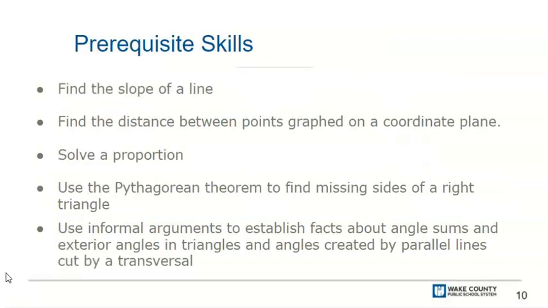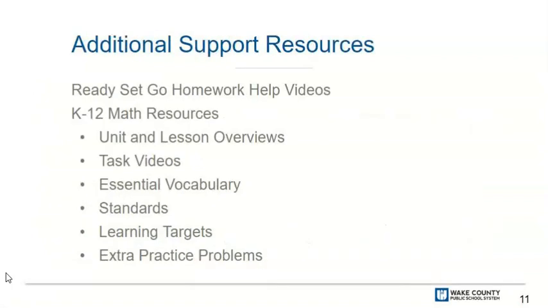Here are some key skills needed to be successful with the content of this unit. You should be able to find the slope of a line, find the distance between points graphed on a coordinate plane, solve a proportion, use the Pythagorean theorem to find missing sides of a right triangle, and use informal arguments to establish facts about angle sums and exterior angles in triangles and angles created by parallel lines cut by a transversal. In addition to your teacher and school-based resources, there are several additional resources available.